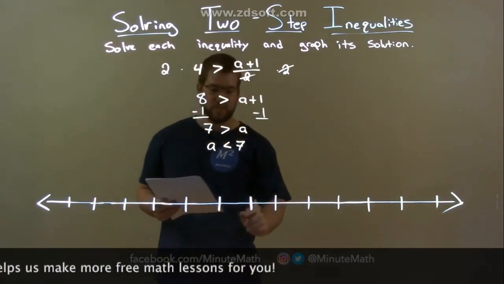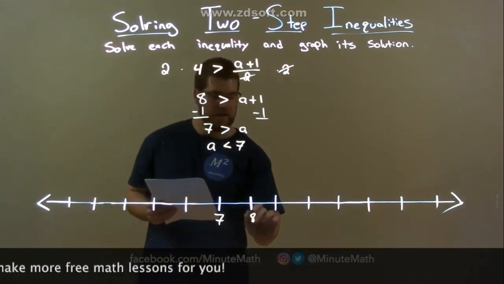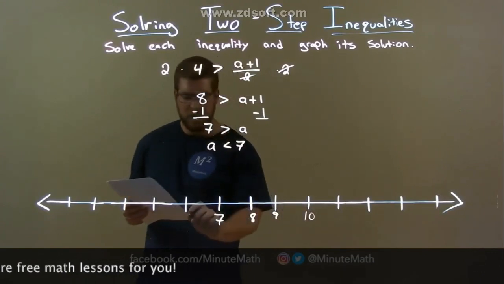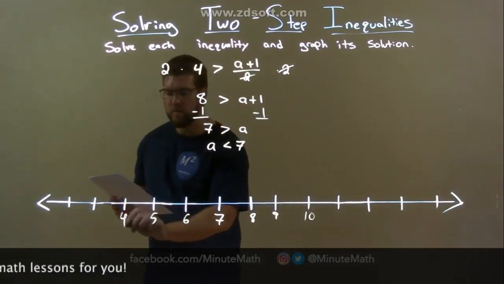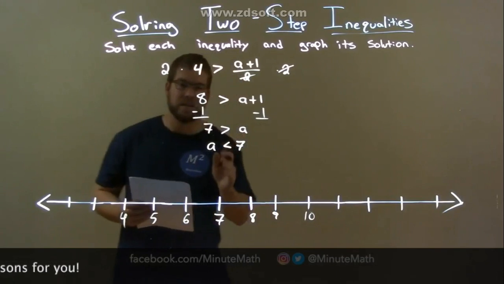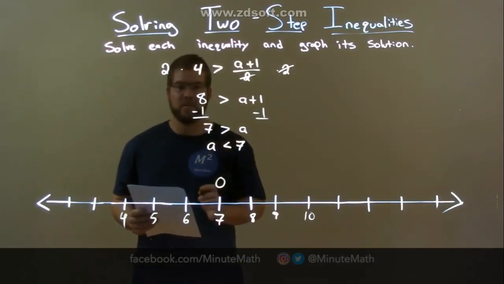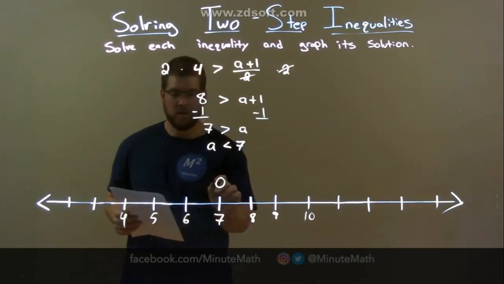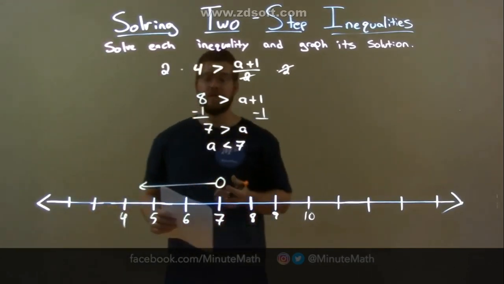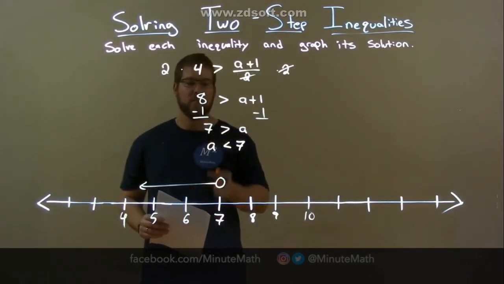So let's graph this. Put a 7 here. I've got 8, 9, 10, and 6, 5, 4. Well, a is less than 7, not equal to. So open circle at 7. a is less than 7, so the arrow goes to the left. And there we have it. Our graph matches our final answer of a is less than 7.